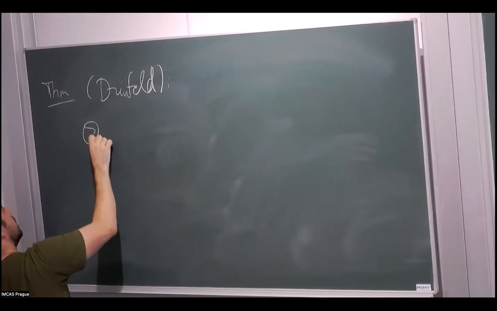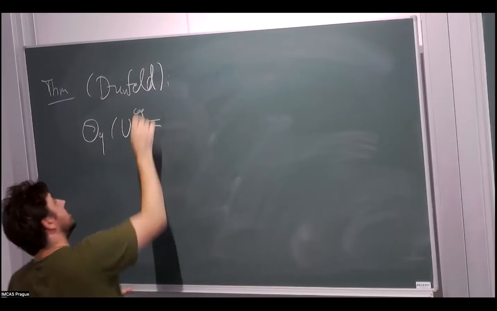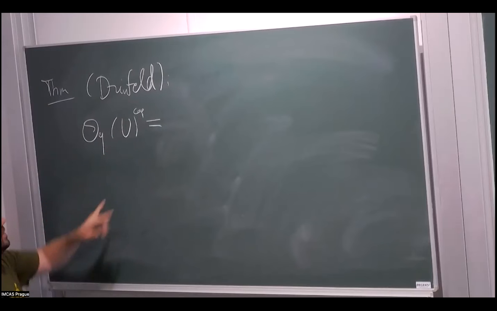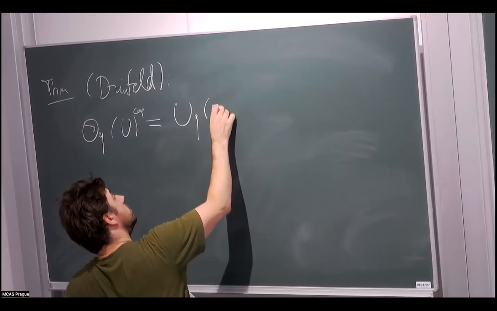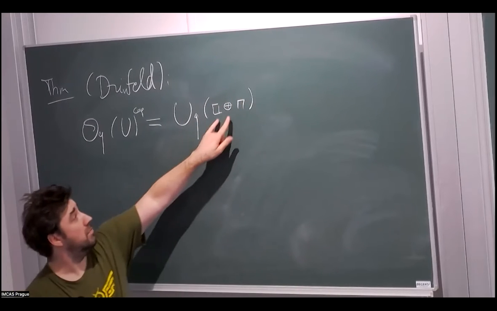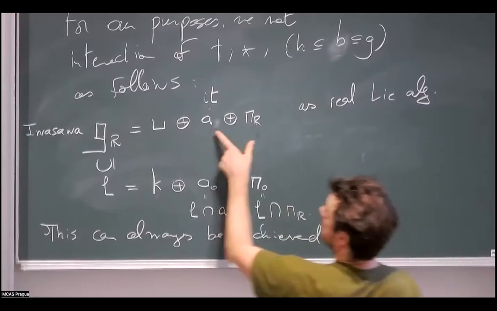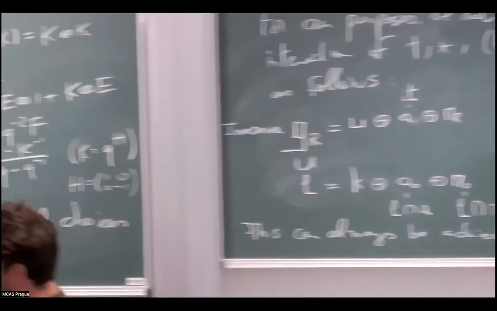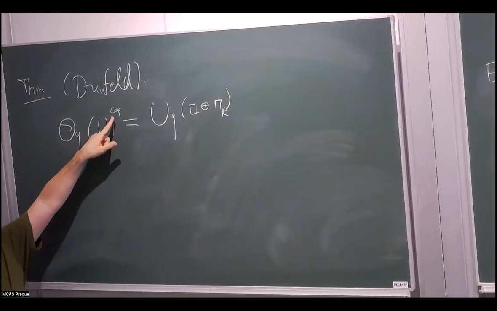If I look at this quantized function algebra of U, and for some small technical reason, which I won't go into, I take the opposite coproduct, Drinfeld tells me that it can be viewed as the quantized enveloping algebra of A plus N. So this part of my Iwasawa decomposition of G, its universal enveloping algebra, I can quantize by Drinfeld, namely just take this quantized function algebra with opposite coproduct.